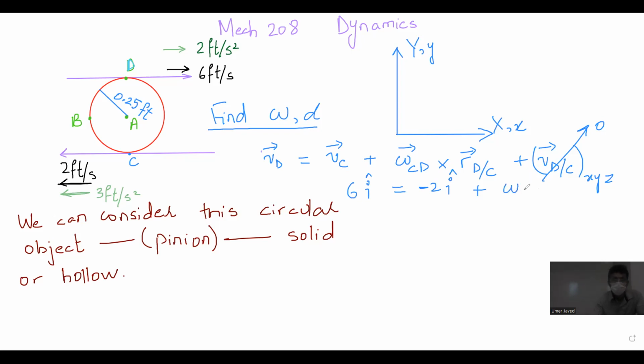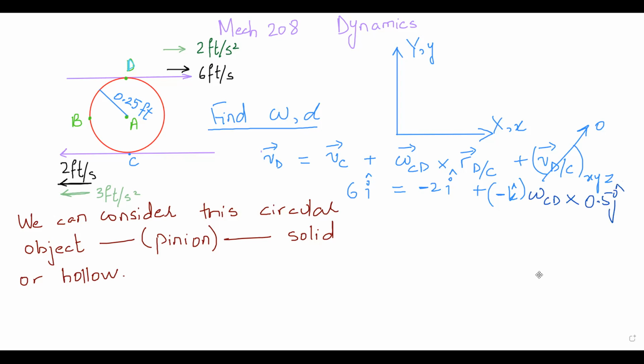So again, I have this intuitive feeling, and you can disagree with me, that when the top rack is going towards the right, and the bottom rack is going towards the left, then the whole object will go clockwise. So I have this intuitive feel, and I will go with the negative k unit vector. And I will write omega CD cross the position vector of D with respect to C, which is 0.5 in the positive J direction. And last but not least, I will write 6I plus 2I equal to K cross J.